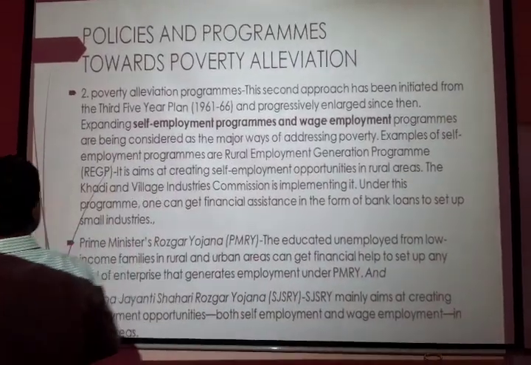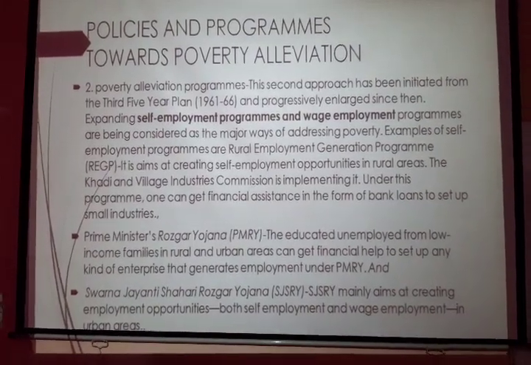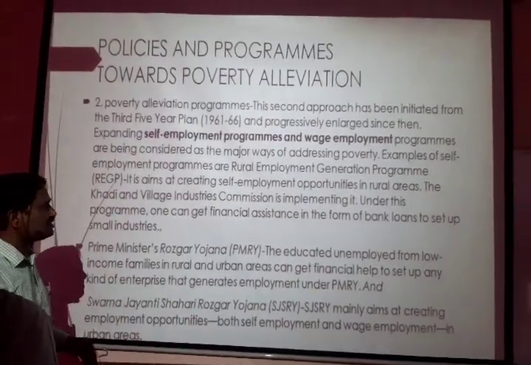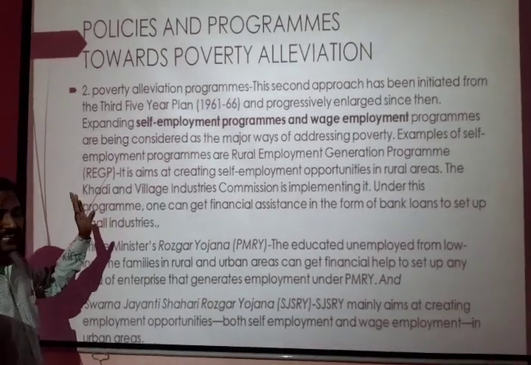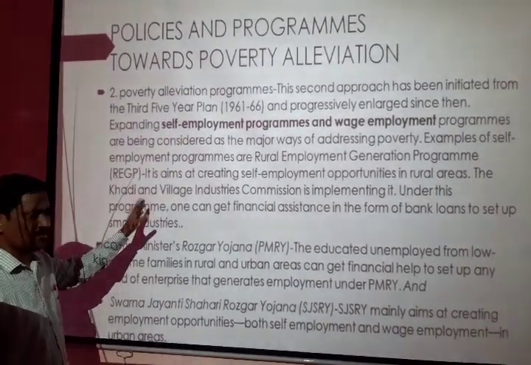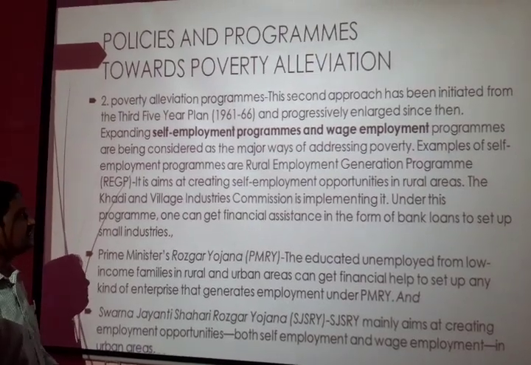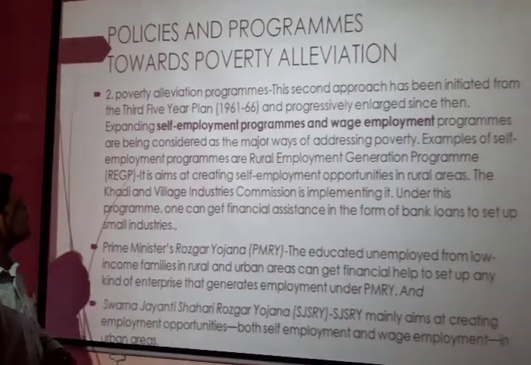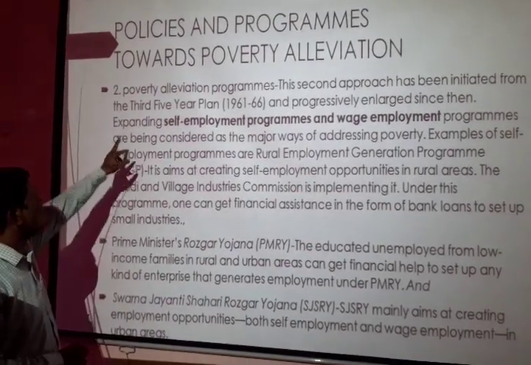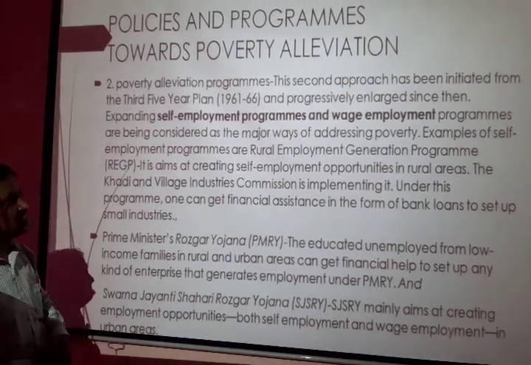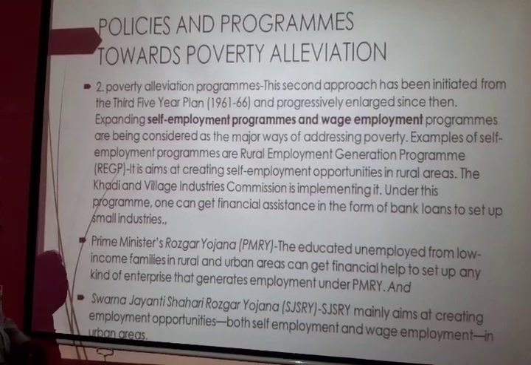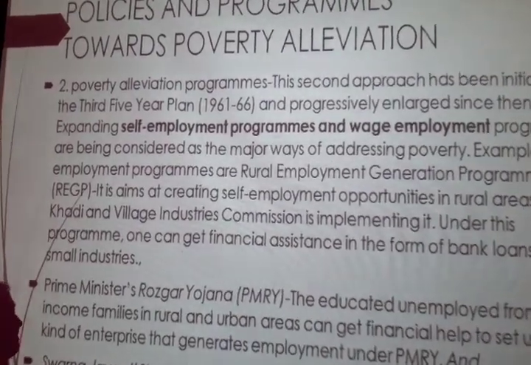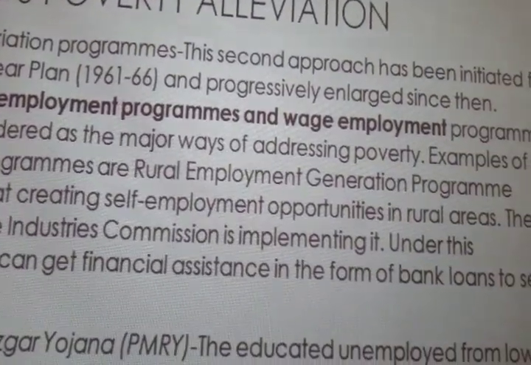The next approach is the poverty alleviation program. When we discuss the growth oriented approach, the government adopted it since the planning process began. From the first five-year plan, the government started the growth oriented approach, focusing on how to improve growth. The next approach is the poverty alleviation program. This is the second approach, which was initiated from the third five-year plan, from 1961 to 66, and progressively enlarged since then.